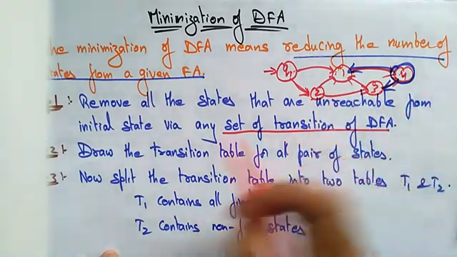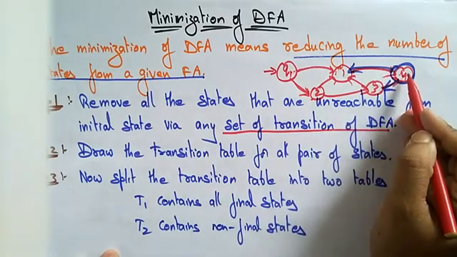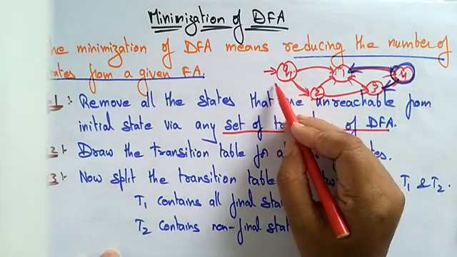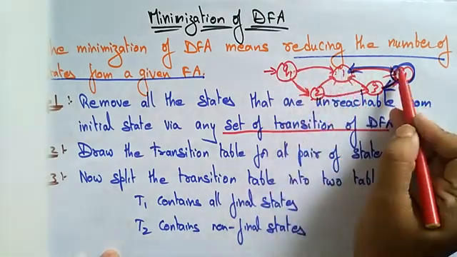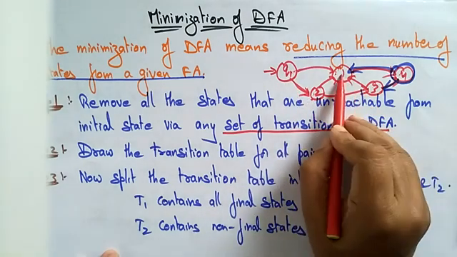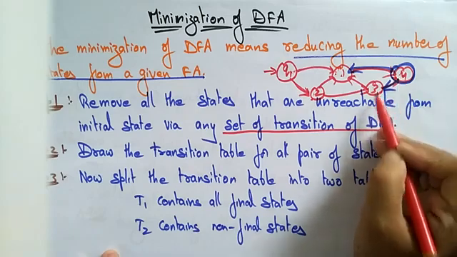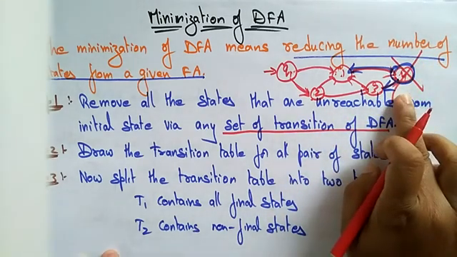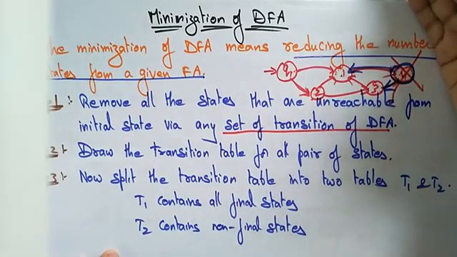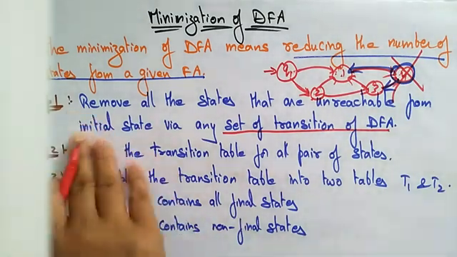So remove all the states that are unreachable. From Q1, I want to go to 4. Can I go? This way it is not possible. Now let's check here. From 2 to 3, and 3 to 1 I can go, but 3 to 4 I can't go because 4 is coming to the 3 side. So here 4 is unreachable. So just remove that 4 from the transition. That is the first step.